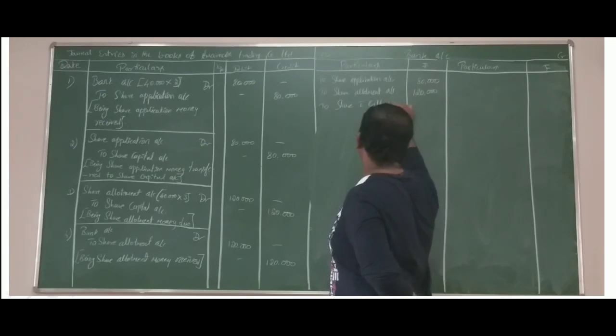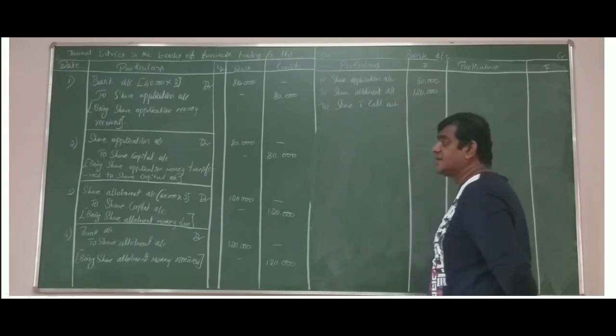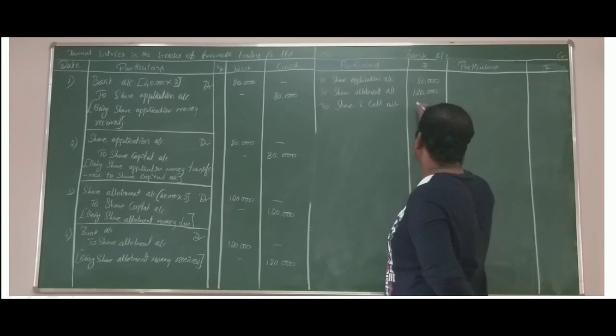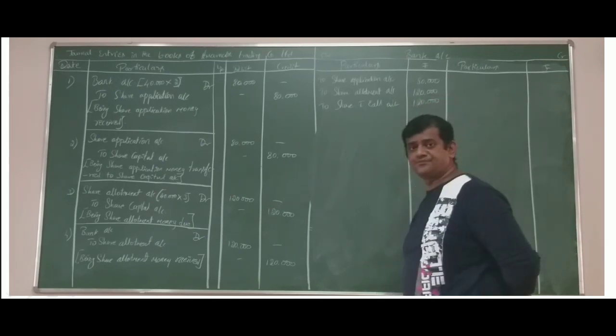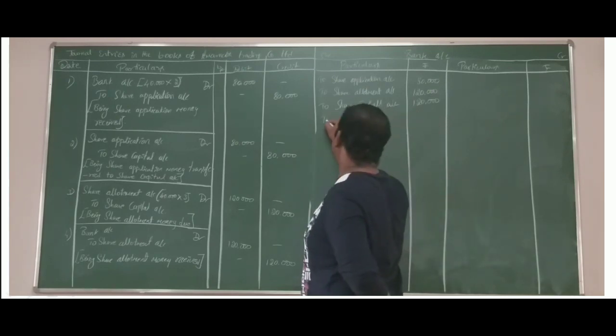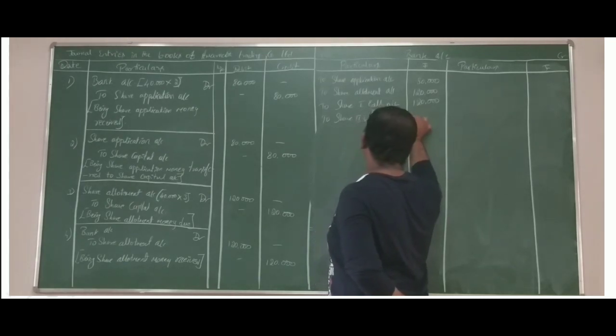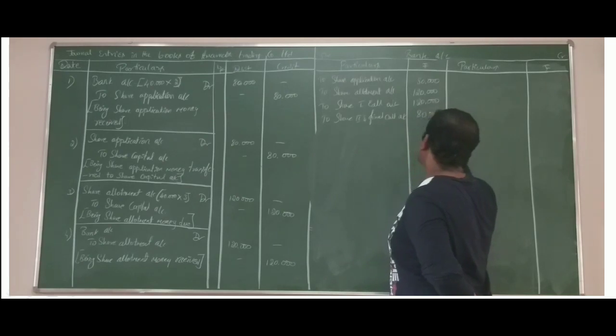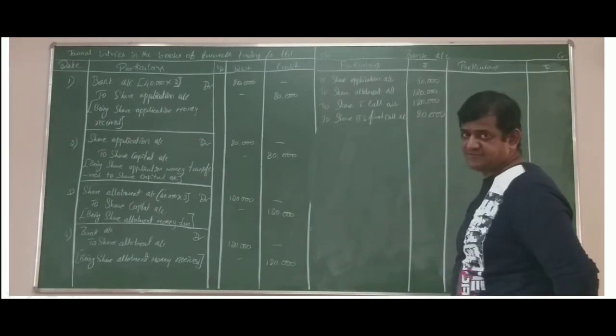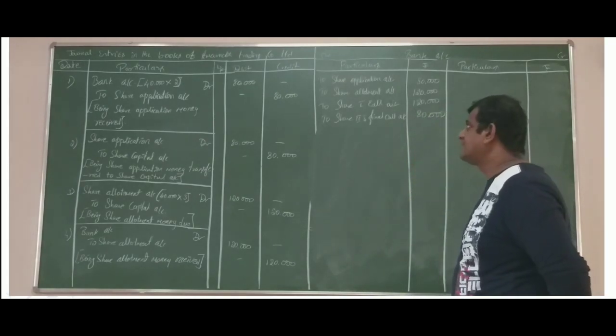Now to share first call account. How much have I received in this first call? 1,20,000. Next, to share second and final call account. How much have I received? 80,000 rupees I have received. So that's all I have received.